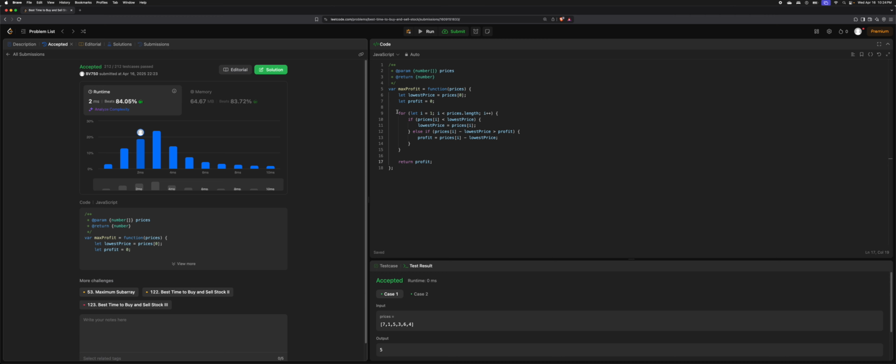So this is, like I said, O(n), since it has to go through every piece of the prices array and do those calculations. So you could get better, but this is a pretty intuitive approach. So there you go.